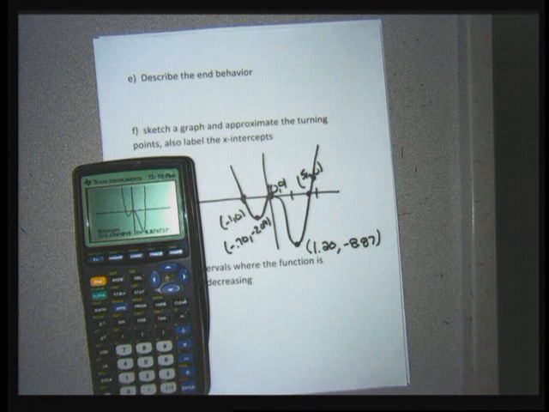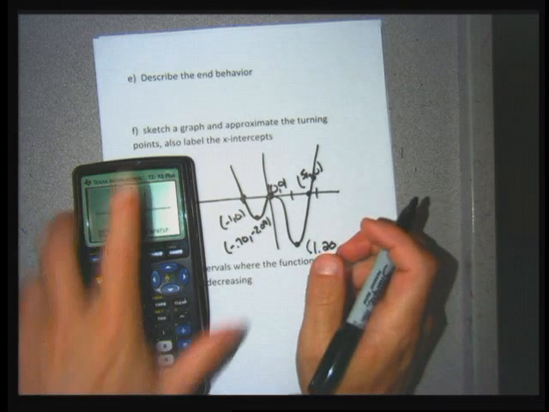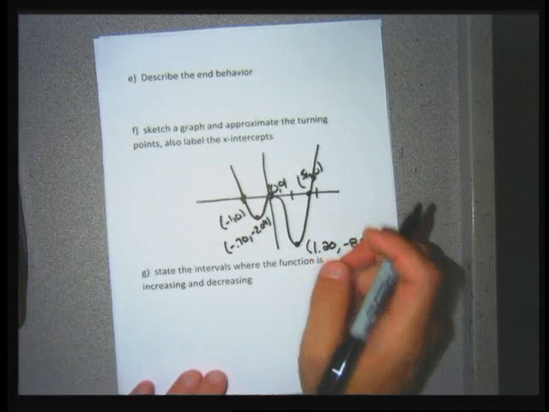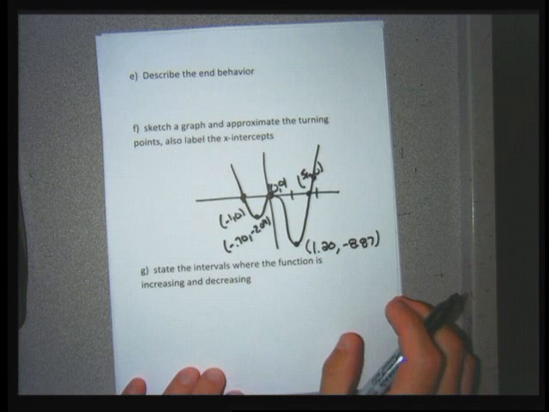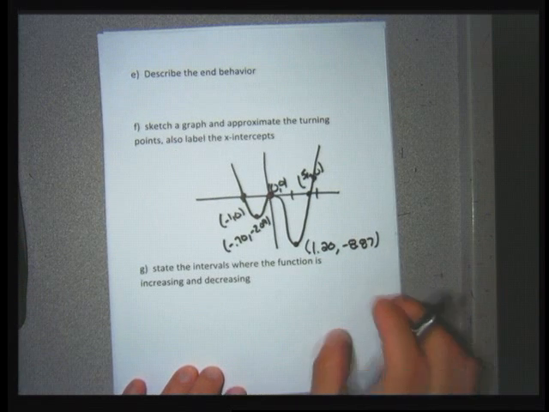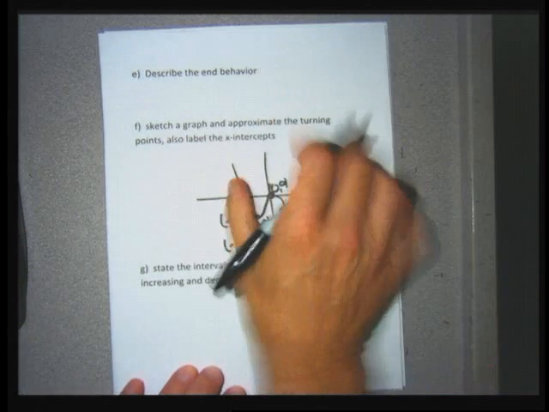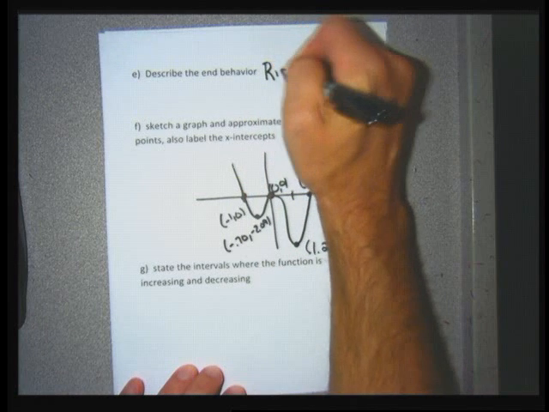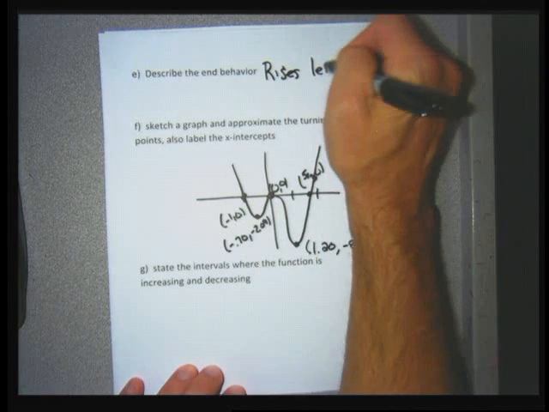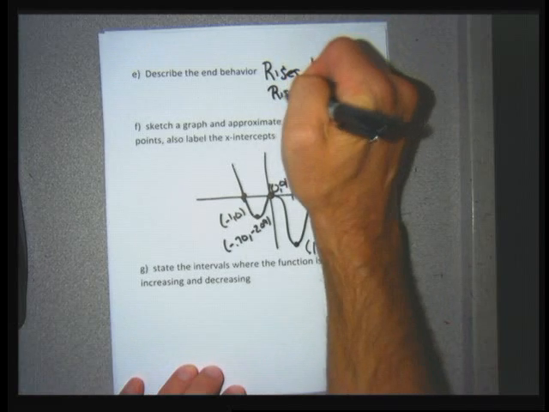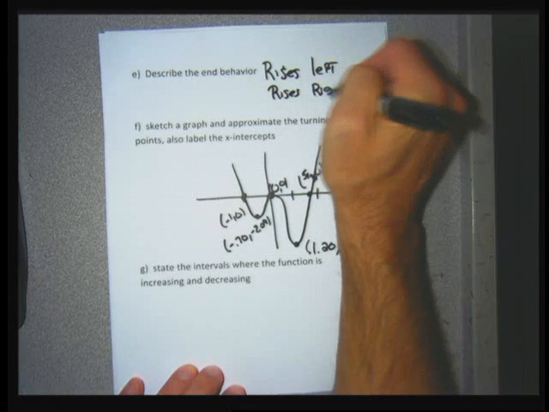When you take calculus, you'll learn how to not use your calculator to get the graph, just to use calculus, which will be tough. But it's something you do a lot in calculus. For the end behavior, on both sides it's going up. So I'm going to say it rises to the left and rises to the right.